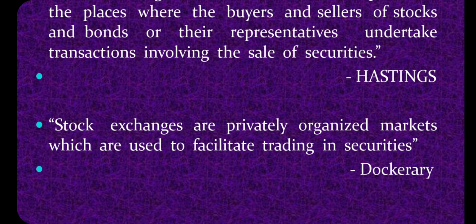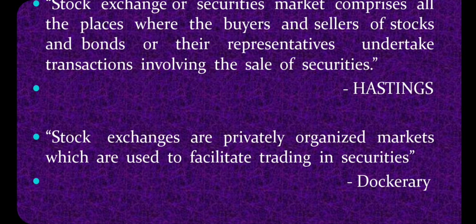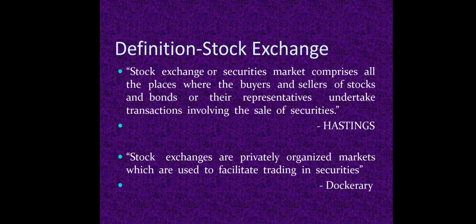The second definition is given by Dockery. That is, stock exchanges are privately organized markets which are used to facilitate trading in securities. The same thing, it is an organized market, because it follows the rules and regulations given by SEBI, and it is used to facilitate trading in securities, that is buying and selling of securities, or we can say exchanging of securities. In one word, stock exchange is an organized market for trading in securities. So these are the definitions given by Hastings and Dockery.